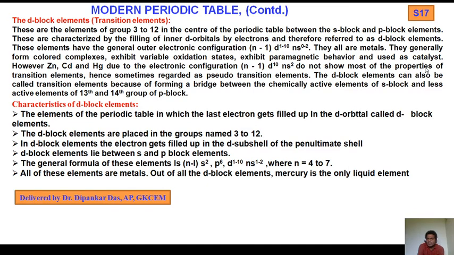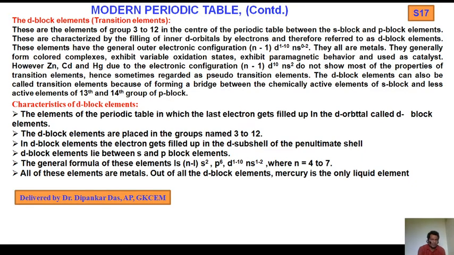They do not show most of the properties of transition elements. Why? Because the d orbital is fulfilled. Hence they are sometimes regarded as pseudo transition elements. These d block elements can also be called transition elements because they form a bridge between the chemically active elements of the S block and the less active elements of the 13th and 14th groups of the P block. Group 13 means boron, aluminum, gallium, indium, thallium, and group 14 means carbon, silicon, germanium, tin, lead.